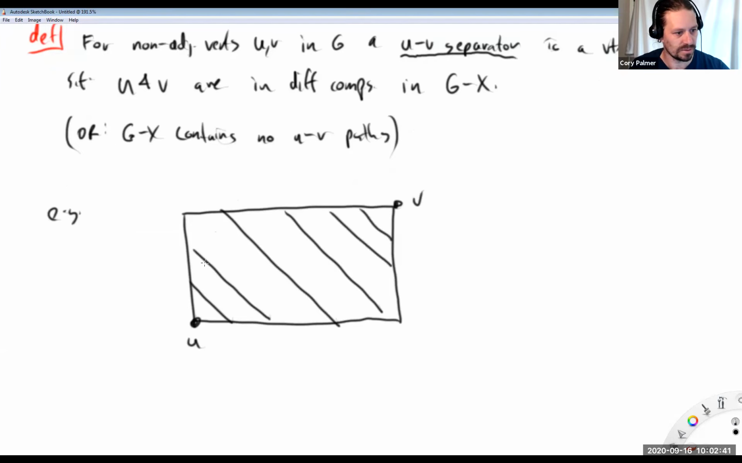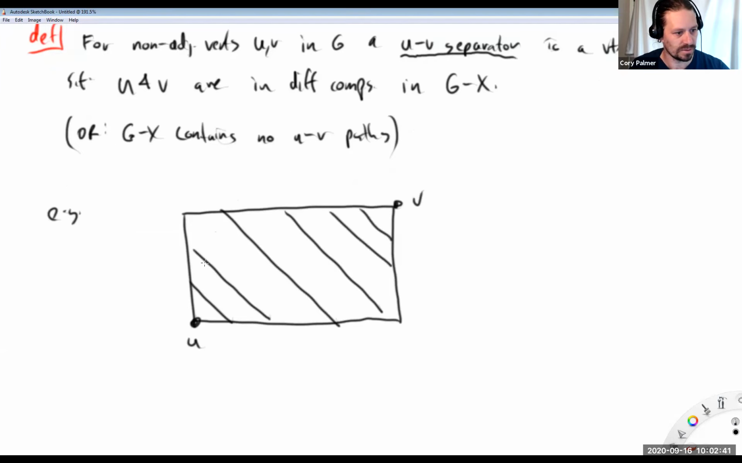That's necessary, right? If U and V are adjacent, then there's no UV separator. You can't get them in separate components, because I'm not talking about destroying edges, I'm talking about destroying vertices. So in this picture, for instance, if I were to destroy all these vertices here, just by simple examination you can see this is a separator. I think I called it X. So it's a separator X.